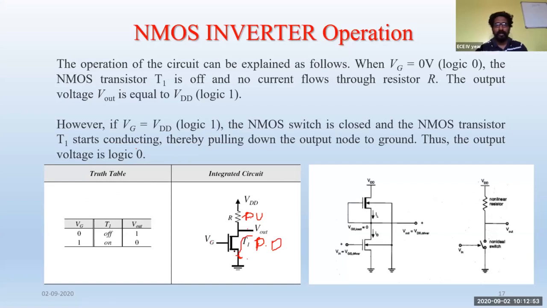In the NMOS inverter, you'll be having only one NMOS and the other one will be a resistor. And this is a simple circuit diagram of an NMOS inverter. You can see the table here. Whenever you supply 0 as an input gate voltage, then T1 will be turned off, and the Vout is going to be 1.